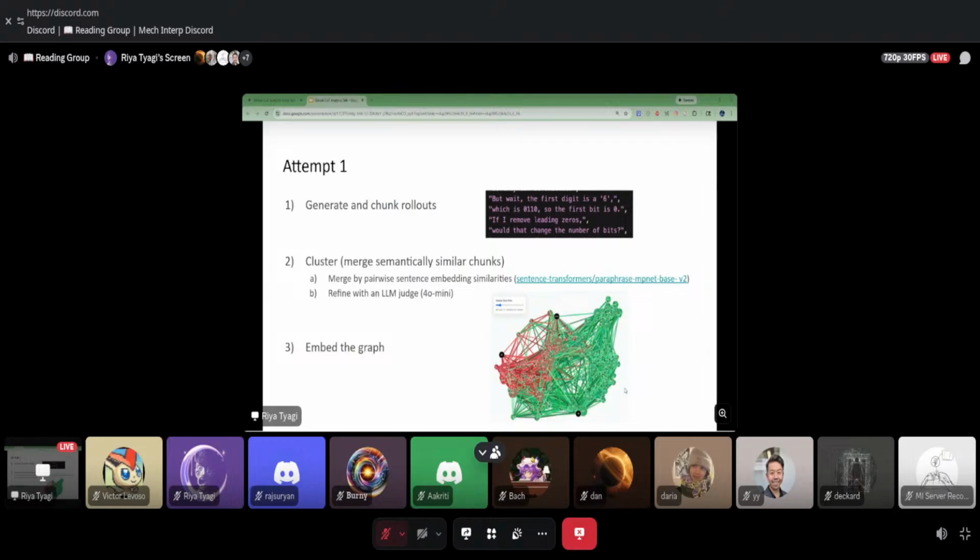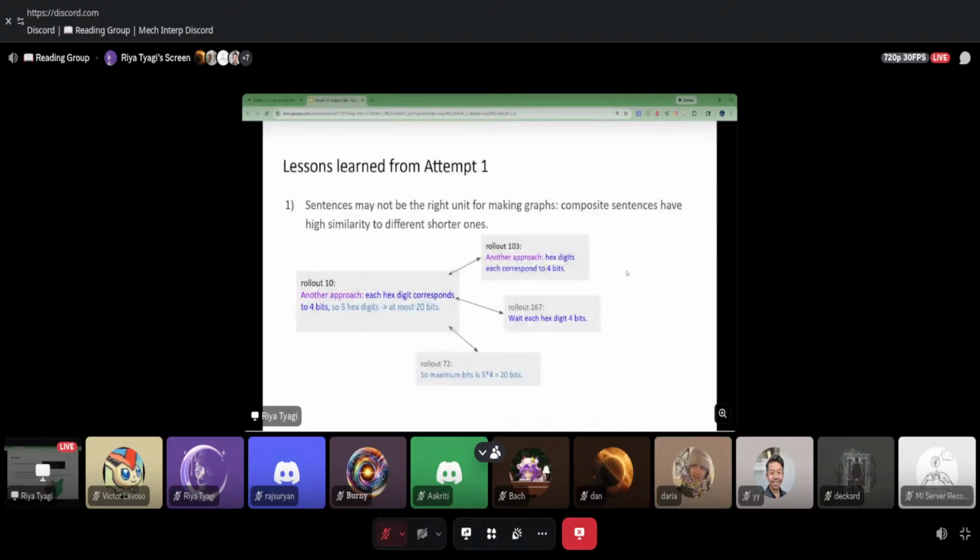Okay, next. This is a thing we learned from our first attempt. I sort of already covered this before: I said we were using chunks, but before we started using chunks, we were trying to make small toy graphs using sentences as the distinct pieces, the pieces we would be merging.